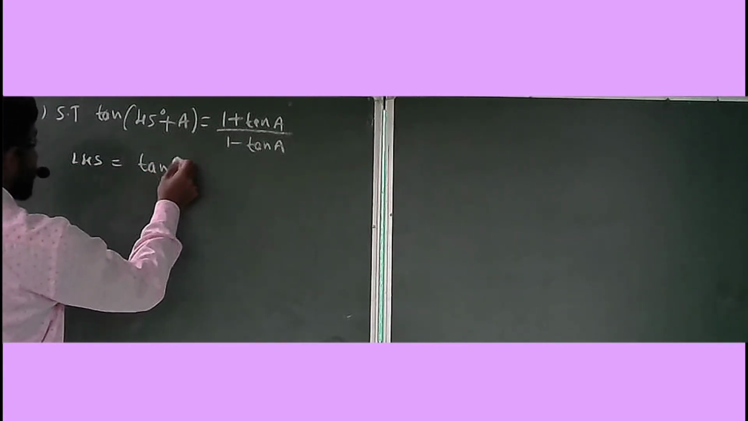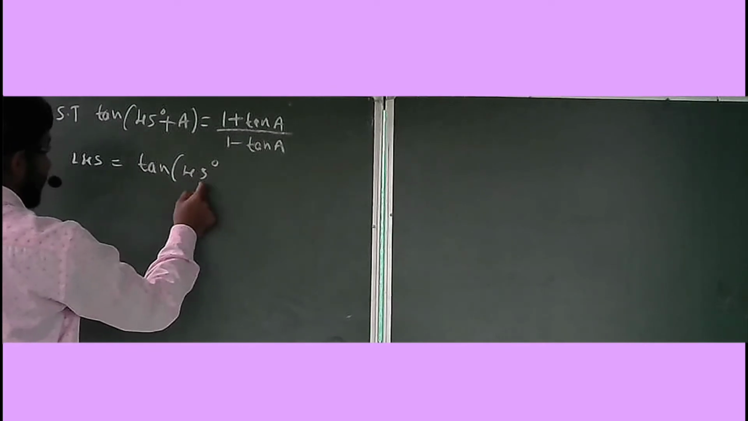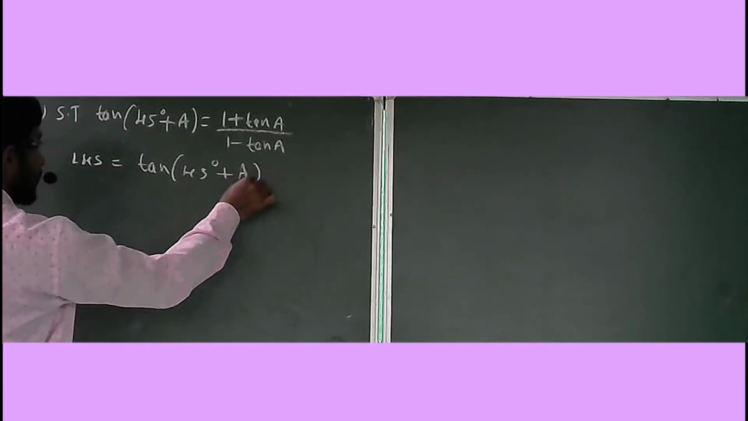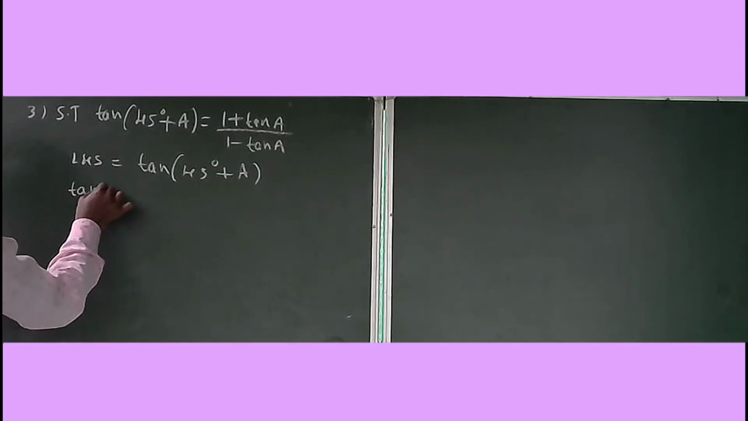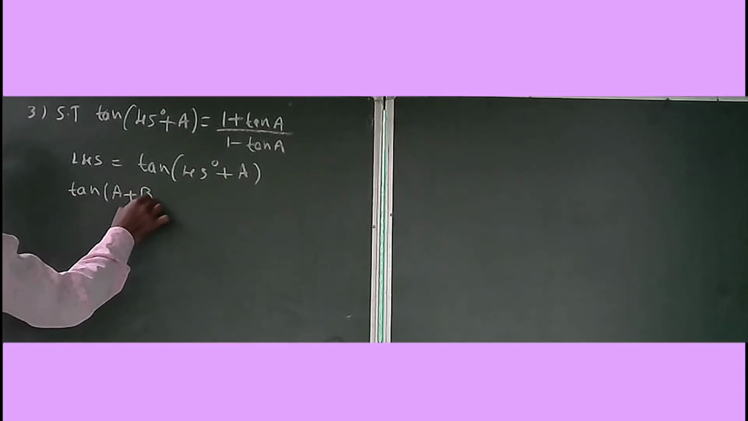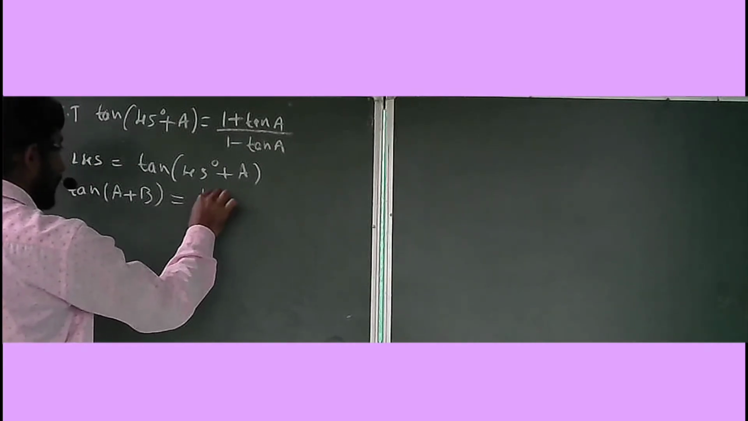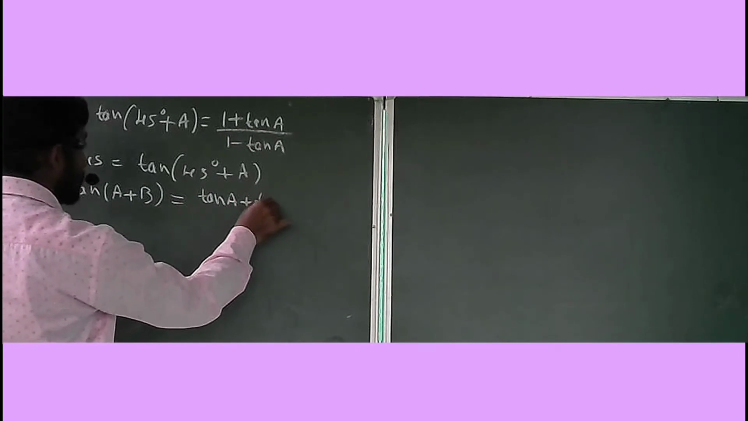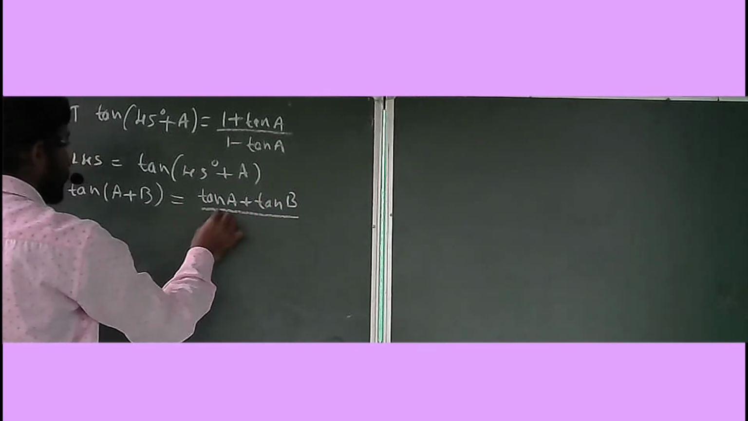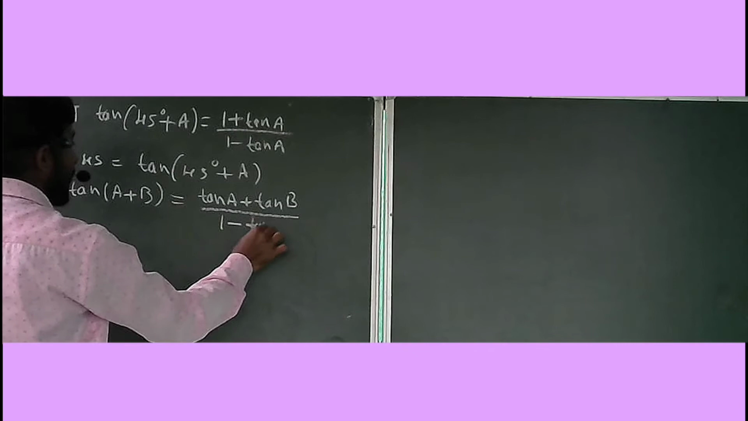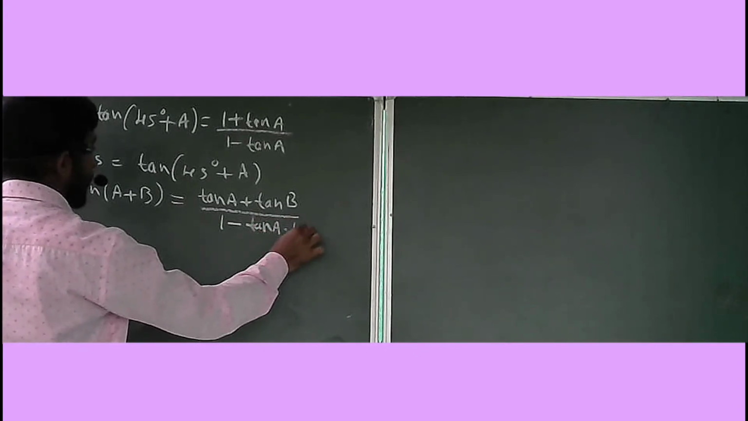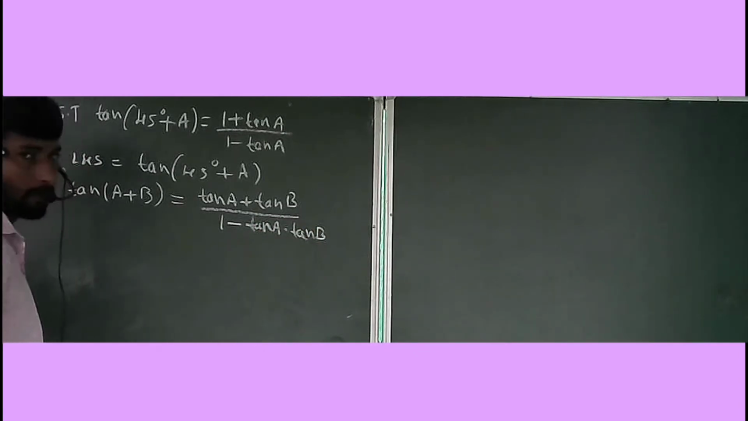Okay, consider LHS. LHS is equal to tan of 45 degree, a standard angle, plus A. Tan of A plus B, because LHS is of the form tan of A plus B, right? What's the formula for tan of A plus B? Tan of A plus B is equal to tan A plus tan B divided by 1 minus tan A into tan B. It's a formula for tan of A plus B.